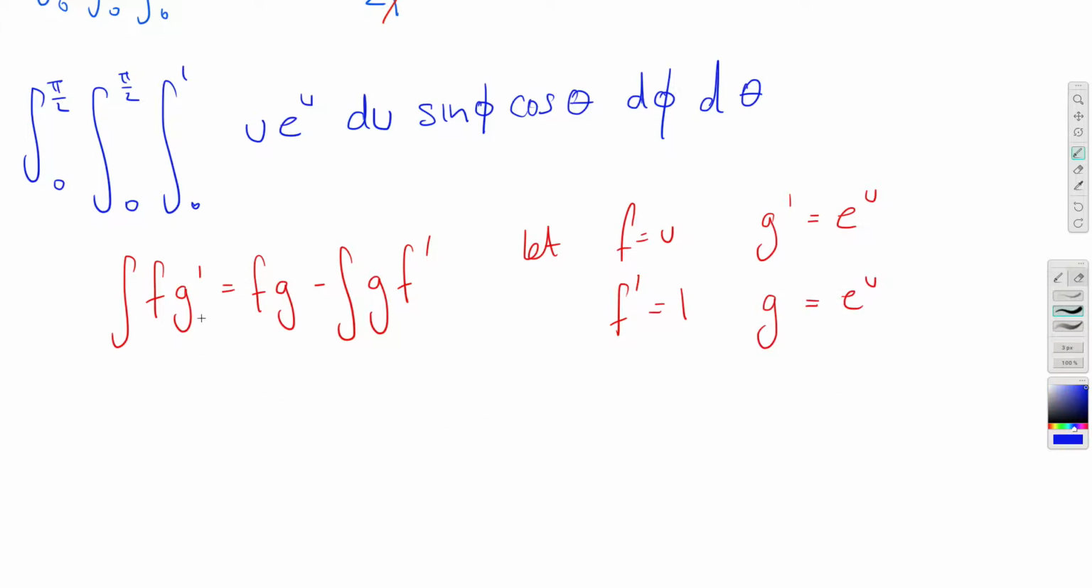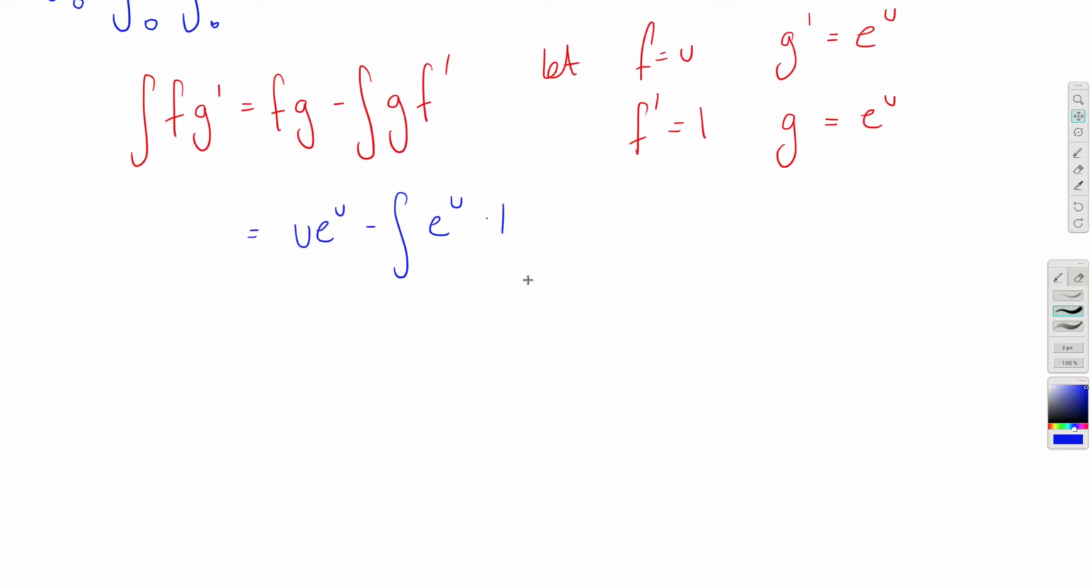So therefore when we come time to fill this out now, we will get f of g, wait, yeah, no, something's gone wrong. This is how I did it before. Yeah, you get u of e to the u minus the integral of g, which is e to the u, of f', which is 1.